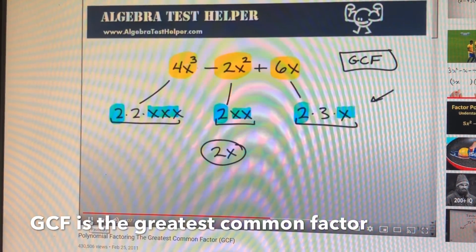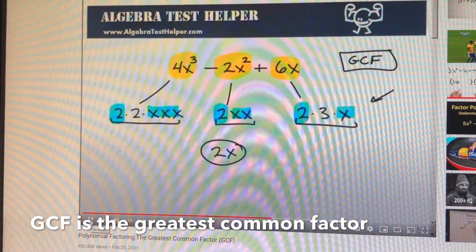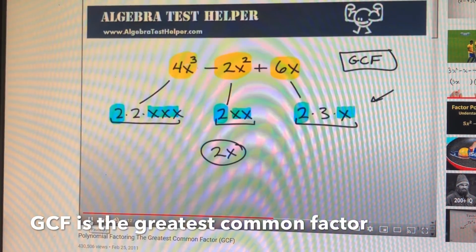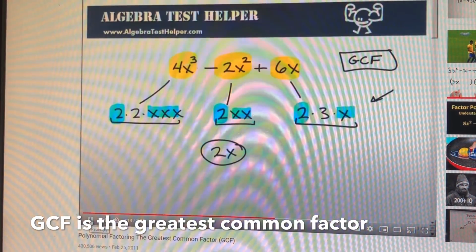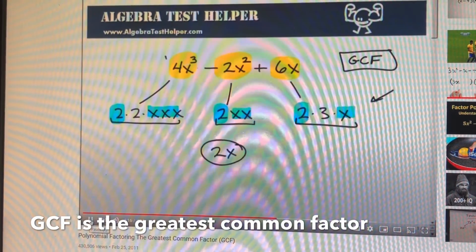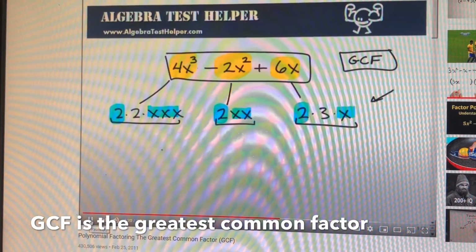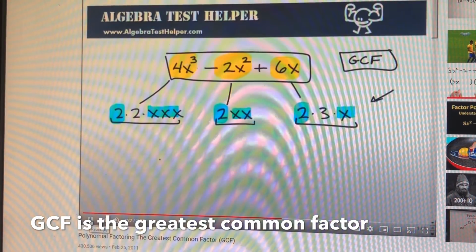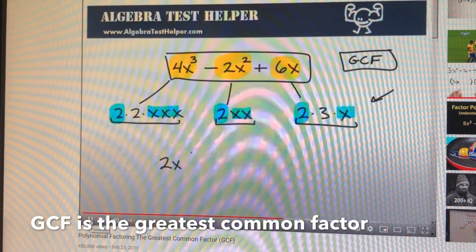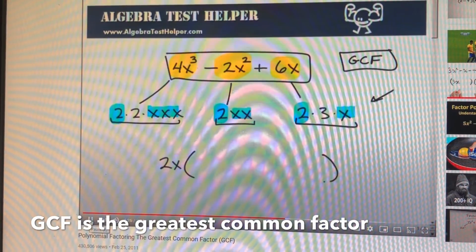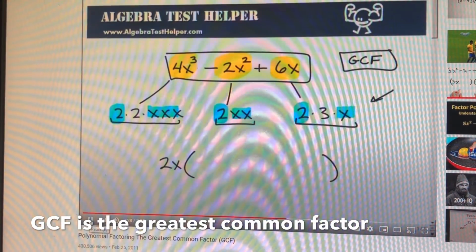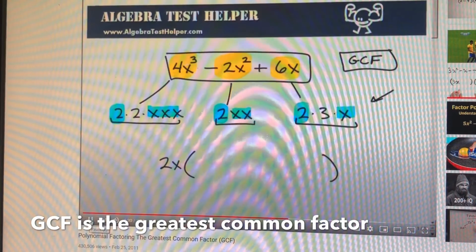Okay, so hopefully that made sense to you. Now what we have to do is use the greatest common factor to factor this polynomial. So what do we do? Well, we're going to write our greatest common factor like this, 2x, and then I want you to write 2 parentheses just like this. And I want you to be thinking to yourself about the distributive property.